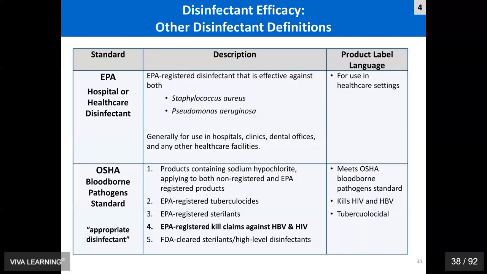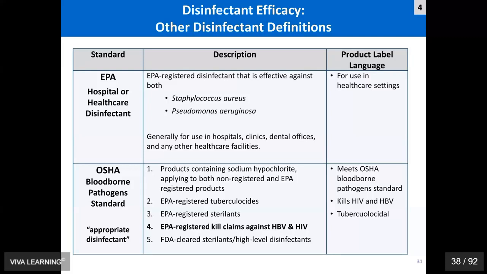One thing that I want you to do is really start to read labels. That's so important. For example, the EPA lists what's called a hospital or healthcare disinfectant. If it says that on many of your disinfectants, if you look at that label, what that means is it's able to kill staph and Pseudomonas. And this is generally for professional use, hospitals, clinics, dental offices, for example. And the language on the label will often say for use in healthcare settings. So that means it's a hospital disinfectant.